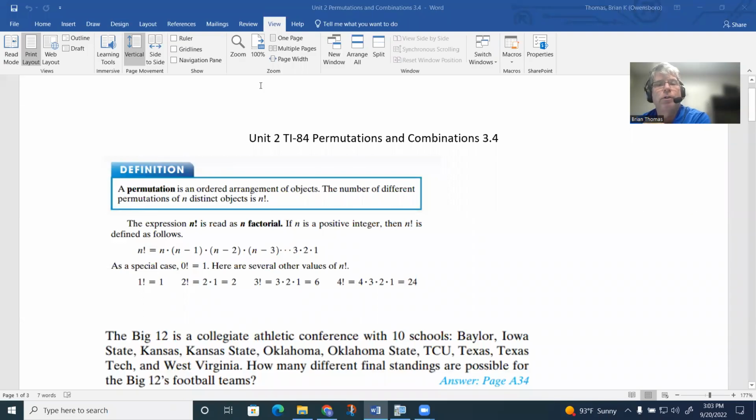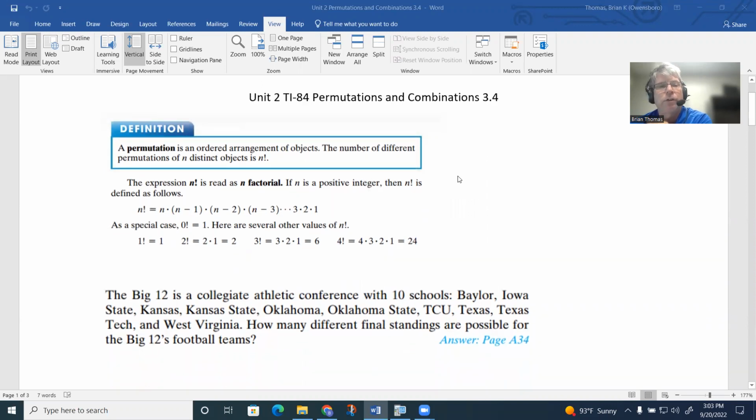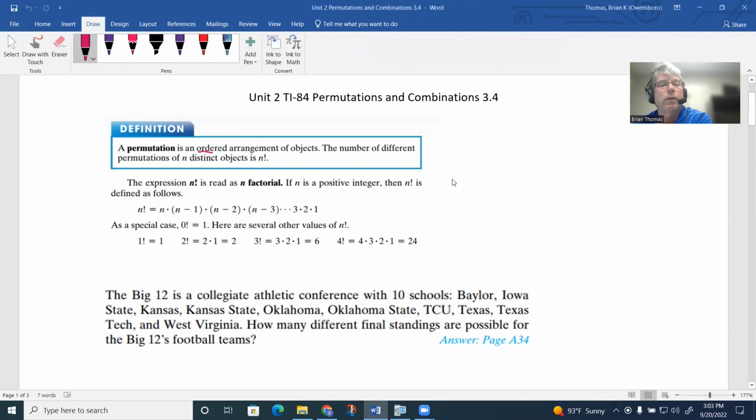So as we approach the end of chapter 3, we get into some additional topics referred to as permutations and combinations. So I want to show you a little bit about how these can be done on the graphing calculator as well as we move forward into this lesson. So again, a permutation is an ordered arrangement of events. A key thing we pick up on here is this word ordered. So order does matter with a permutation.